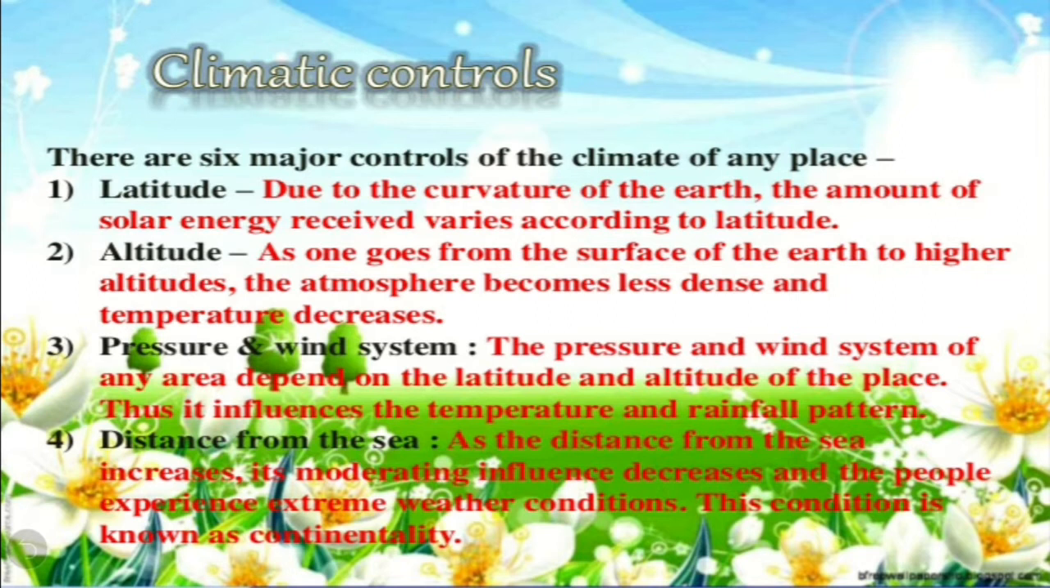As the distance from the sea increases, its moderating influence decreases and the people experience extreme weather conditions. This condition is known as continentality. So here it is clear that as we move away from the sea, its effect lessens, and the people experience extreme weather conditions.